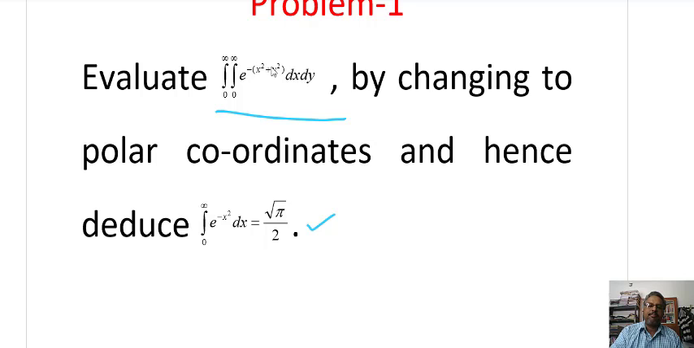Actually, this is very difficult to find. Here x limit is 0 to infinity, y limit is 0 to infinity. If you integrate integral 0 to infinity e power minus y square dy, it is very difficult to find the value.